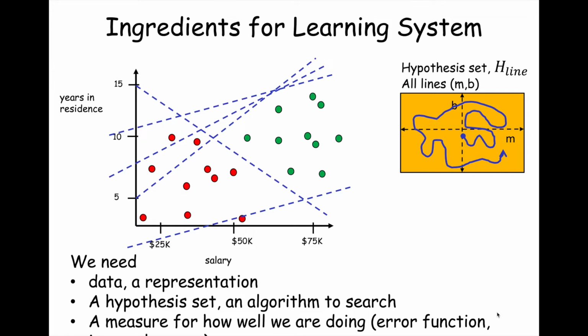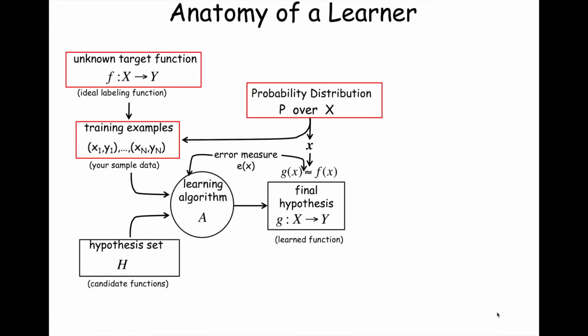And so you also need this last part, an error measure or an error function. And that error function's job is to report or to quantify for you how far off you are from the ground truth labeling, because it's that error function that's going to drive the search. Okay? Any questions about this? No? All right. So let's continue on. And so this completes our anatomy of a learner.